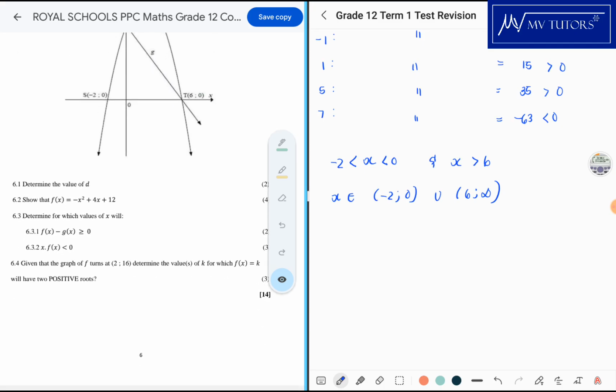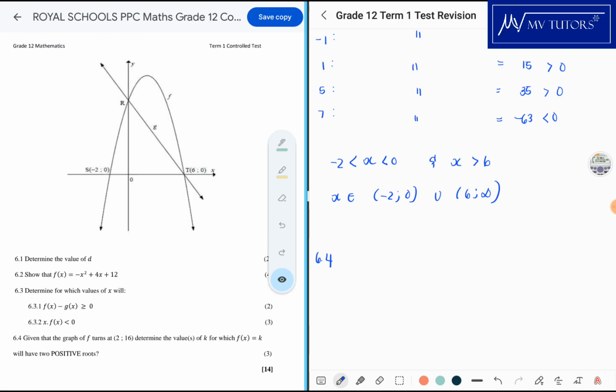Alright, we're almost there. Now we're at 6.4, and it says, given that the graph of f turns at 2 and 16. Okay, so that's the turning point basically, and it is actually 2 and 16. You can work it out if you want to. So now it says determine the value or values of k for which f of x, remember what f of x is? So f of x is negative x squared plus 4x plus 12. Okay, it's equal to k.